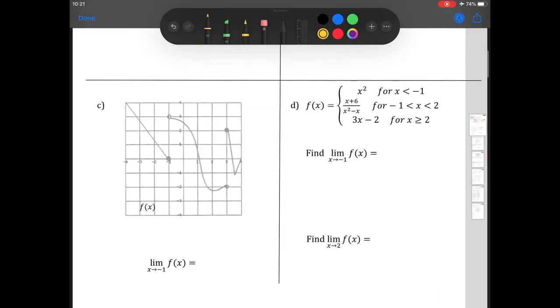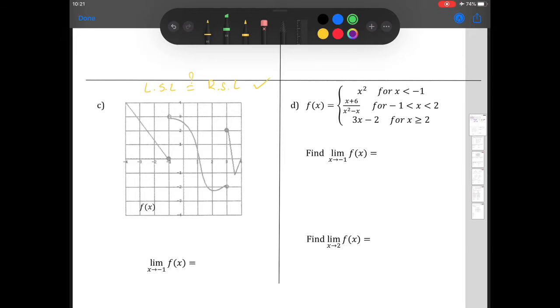Okay, so now graphically, limit as x approaches -1. Anytime you're looking at graphs, you want to see if the left-sided limit is equal to the right-sided limit. So I'm going to write that left-sided limit equals right-sided limit, so the limit exists. If it does not equal, then it does not exist.